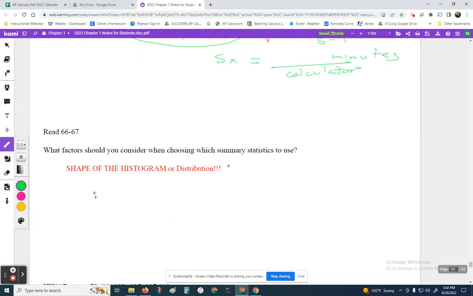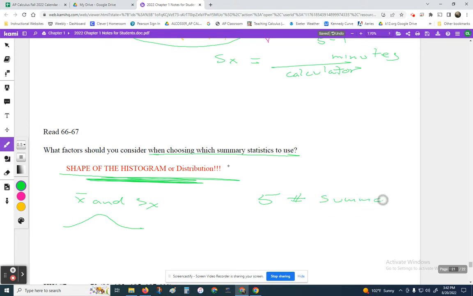So now, here we go. What factors should you consider when choosing summary statistics? The shape. Remember, mean and standard deviation go with symmetrical graphs. 5-number summary goes with skewed graphs.